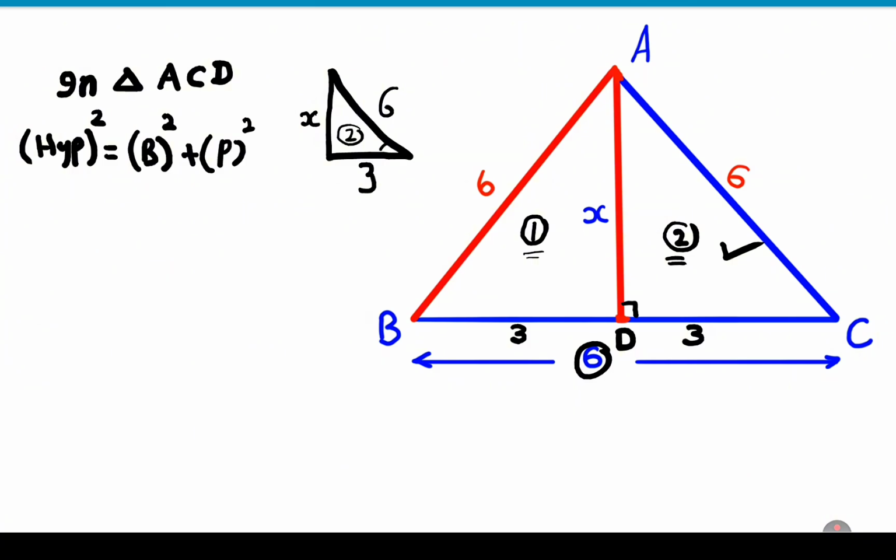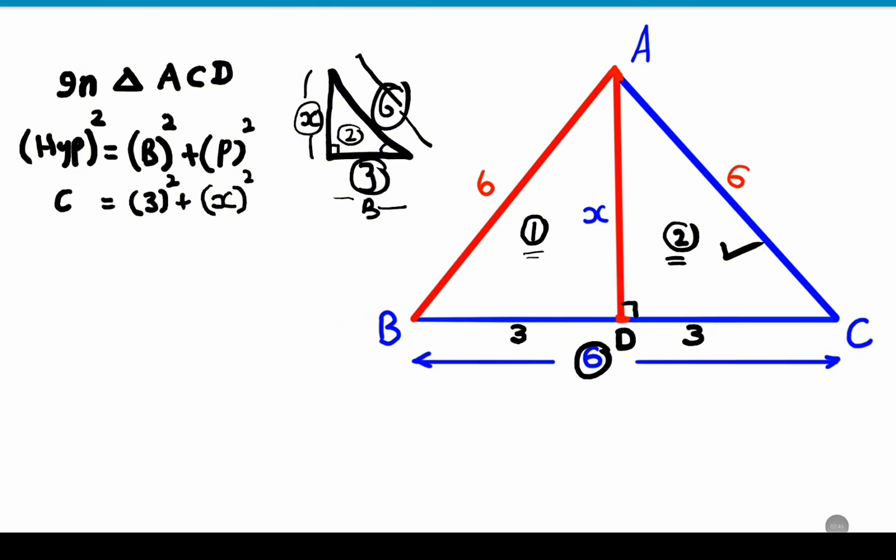Now this is angle theta, so this will be the base. And it is the longest side, so it is the hypotenuse. And this is against the angle theta, so it is the perpendicular. So perpendicular is x. We replace perpendicular with x, so it will become x squared. The base is 3, so we will get 3 squared. And the hypotenuse is 6, so here we can put 6 squared.